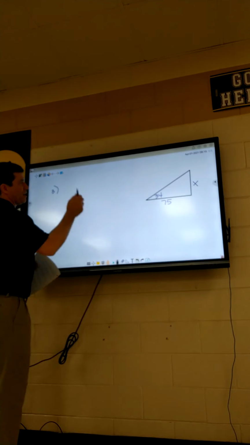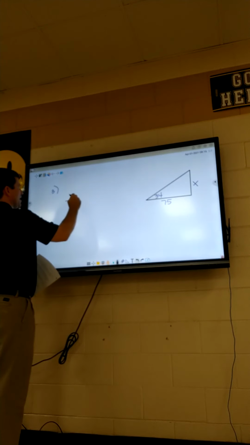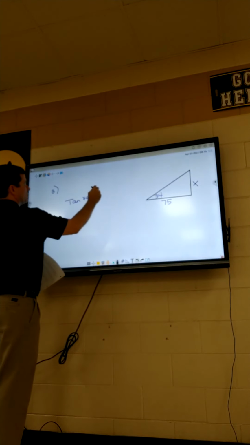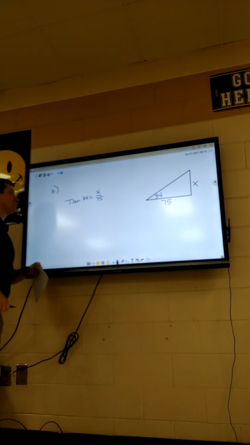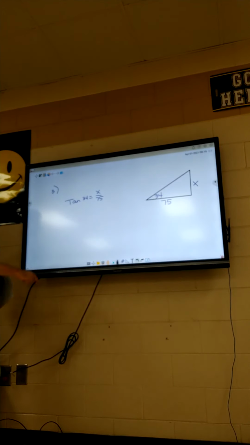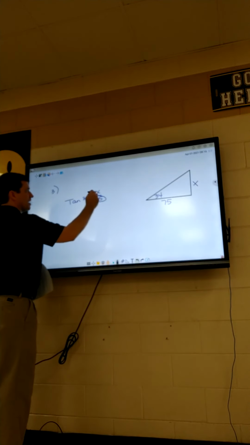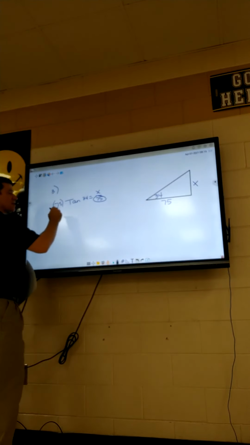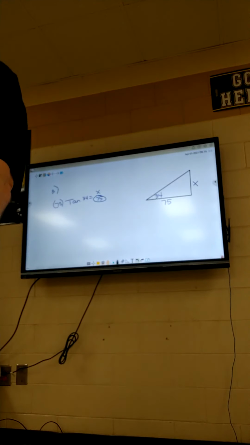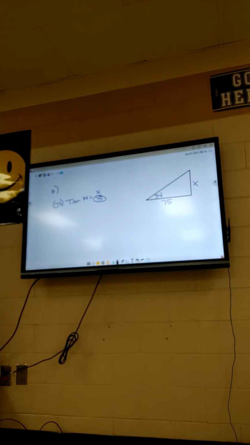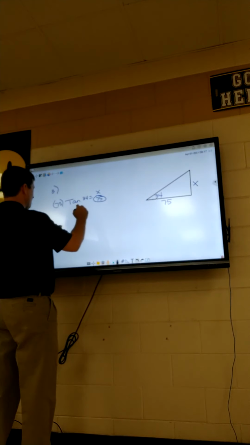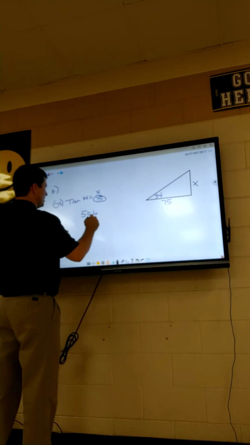All right, so I got opposite and adjacent, so it's got to be tan of 34 equals opposite over adjacent. Some of you guys were getting mixed up on these yesterday. How do I solve this one? You multiply by 75. When the x is on top, you take the 75 over and multiply by 75 on the other side. So 75 times tangent of 34. I got 50.58, so we'll say 50.6.